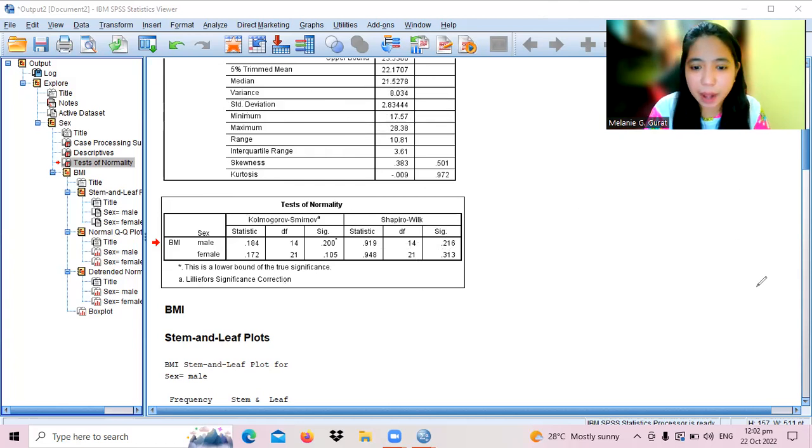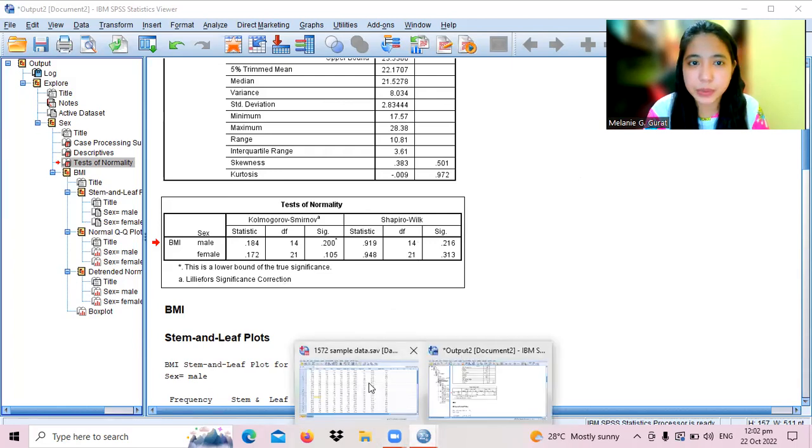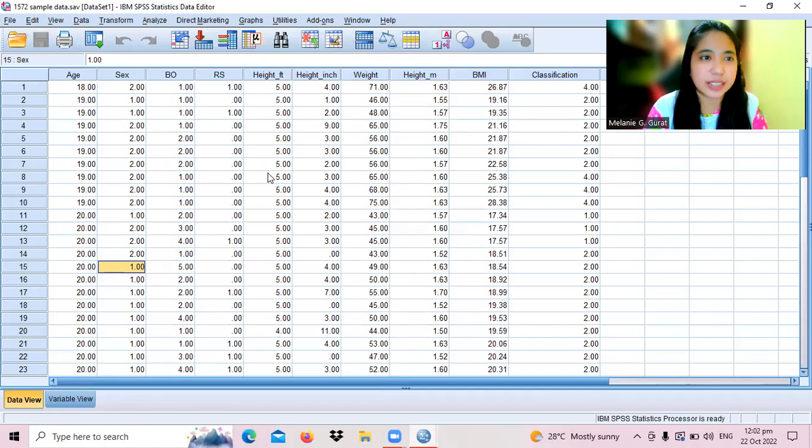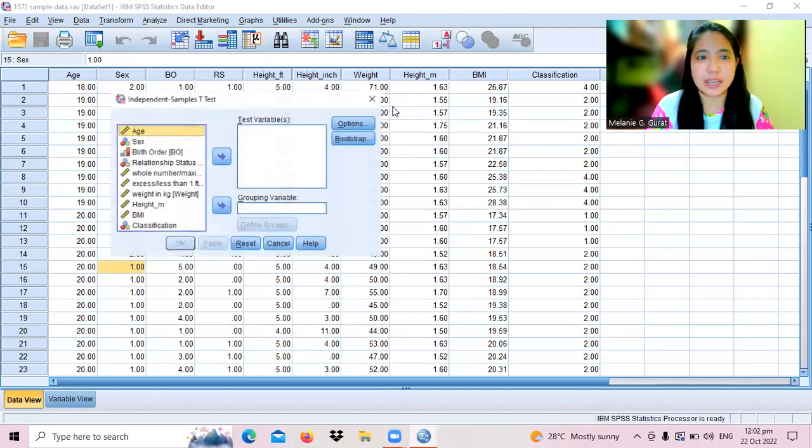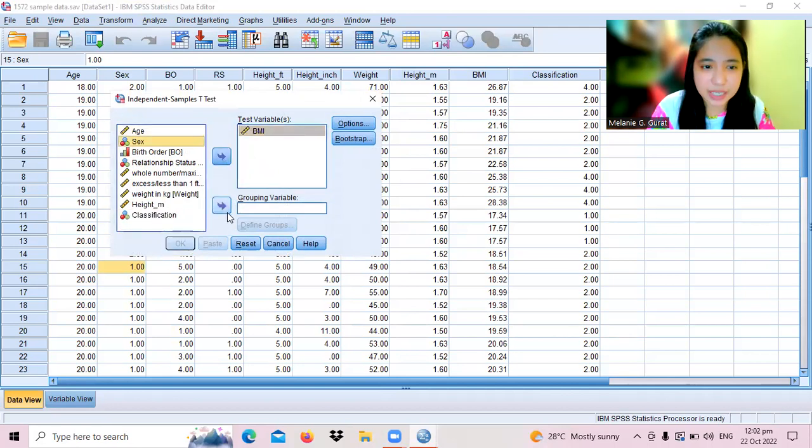Okay, so let's go back to our data. So again, of course, this is our data set. So how will we generate a t-test for independent samples? So again, we will be using Analyze, Compare Means, because our objective is to compare means, and Independent Samples T-Test. So we will be placing the test variable BMI and the grouping variable sex here.